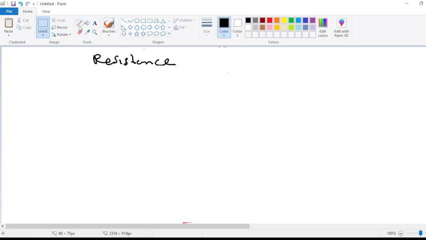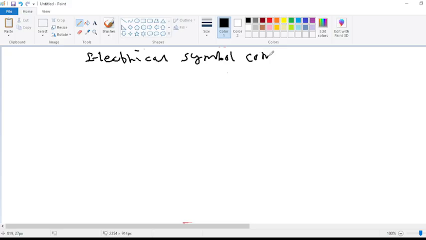Okay, so the electrical symbols, let me try to erase this as well. So we have the electrical symbol components now, so that we start looking at the circuits. This one here, the electrical symbol components, is a must. You have to know this before we start looking at the electrical circuit.